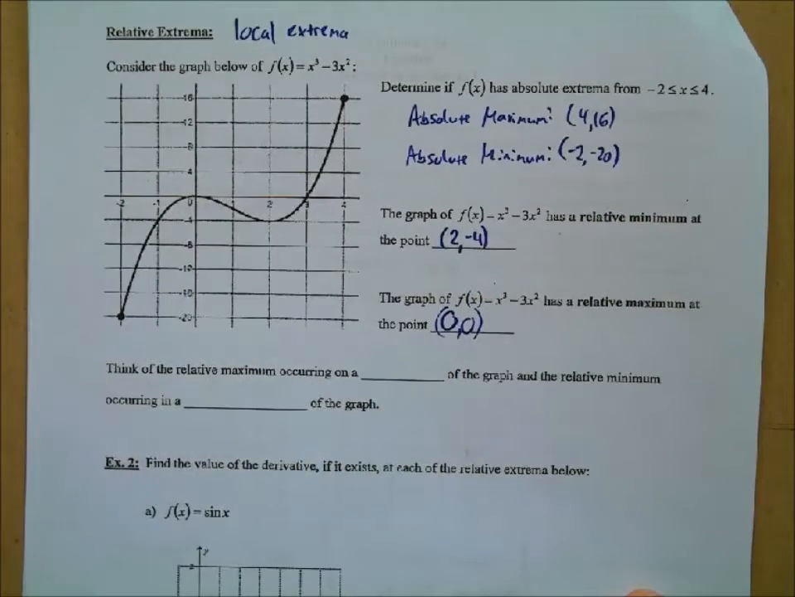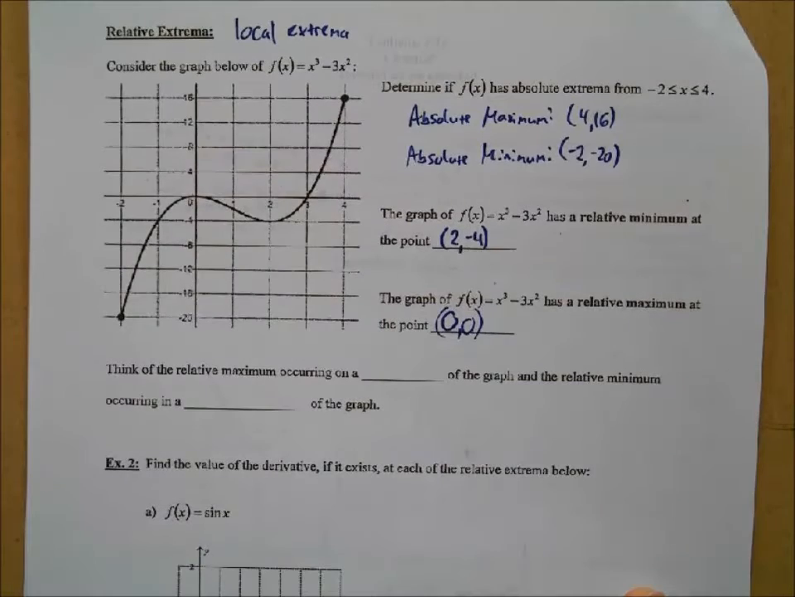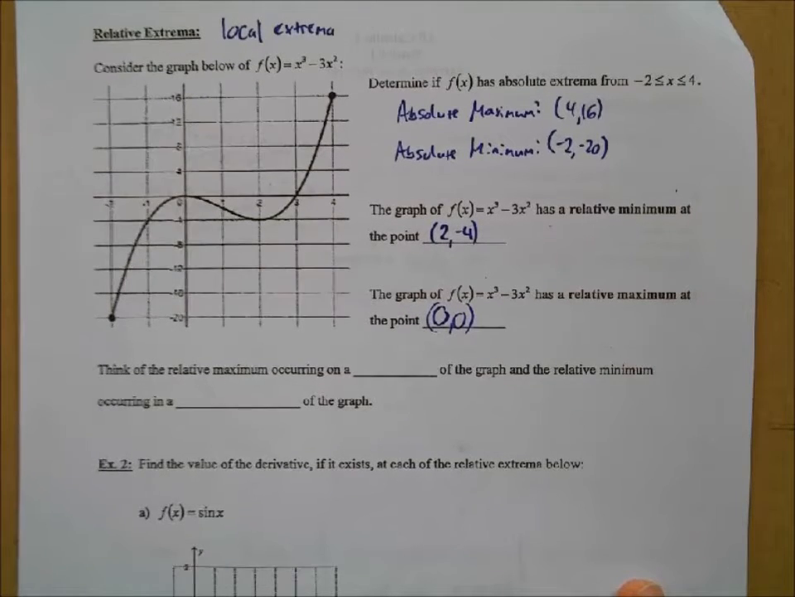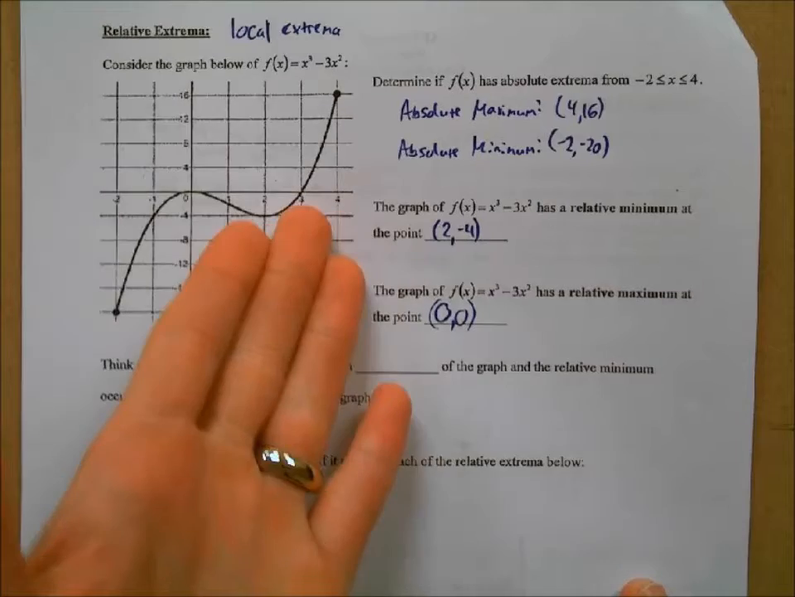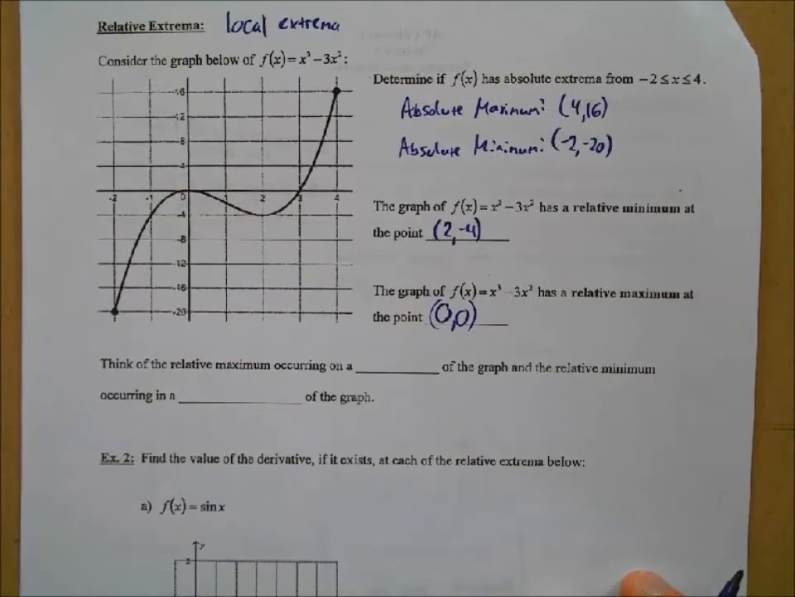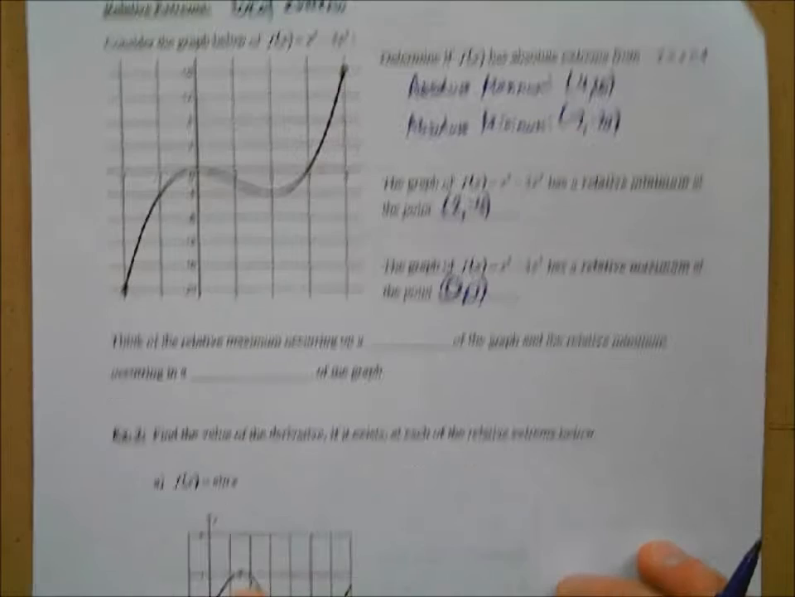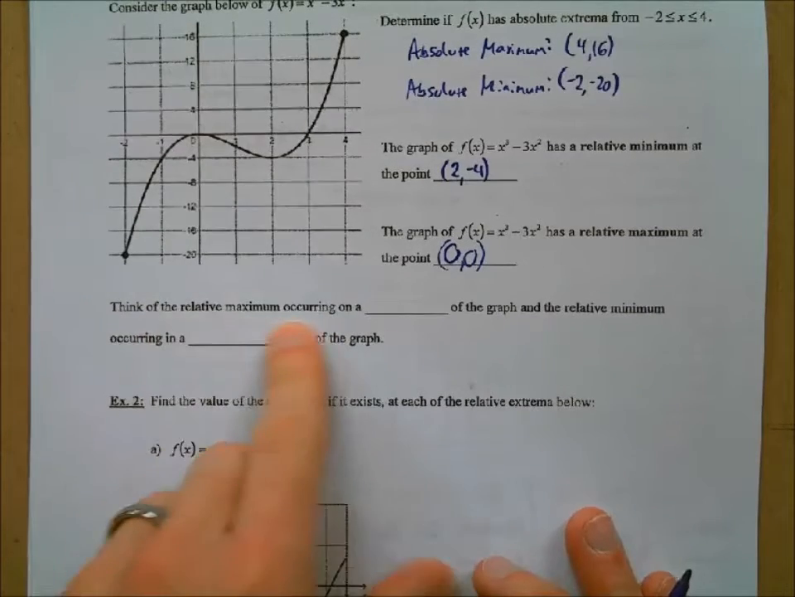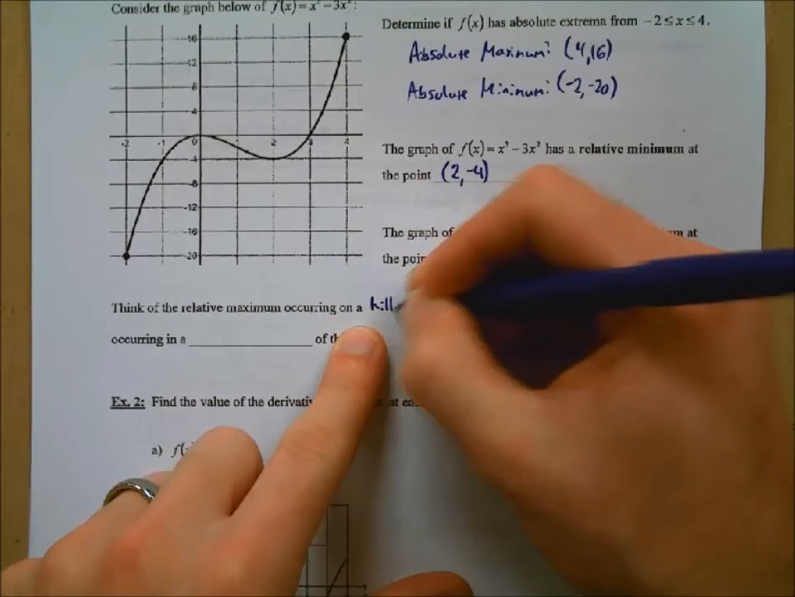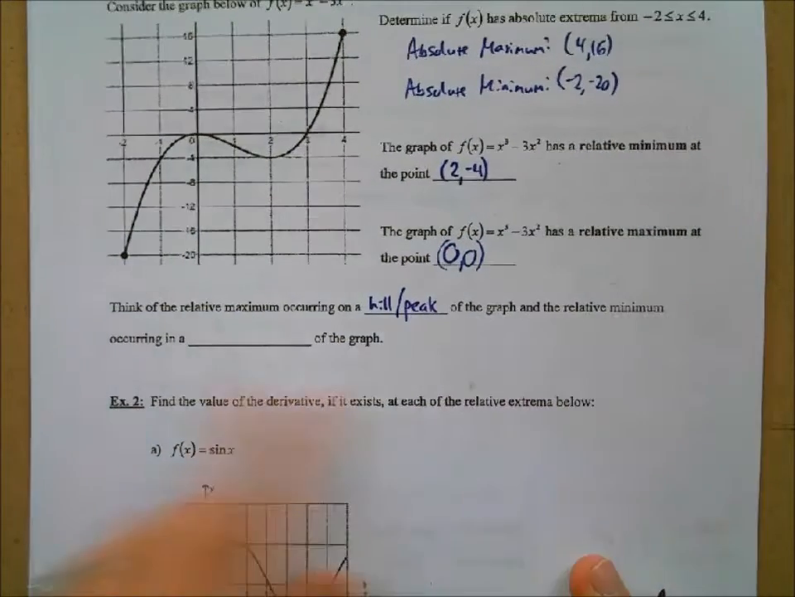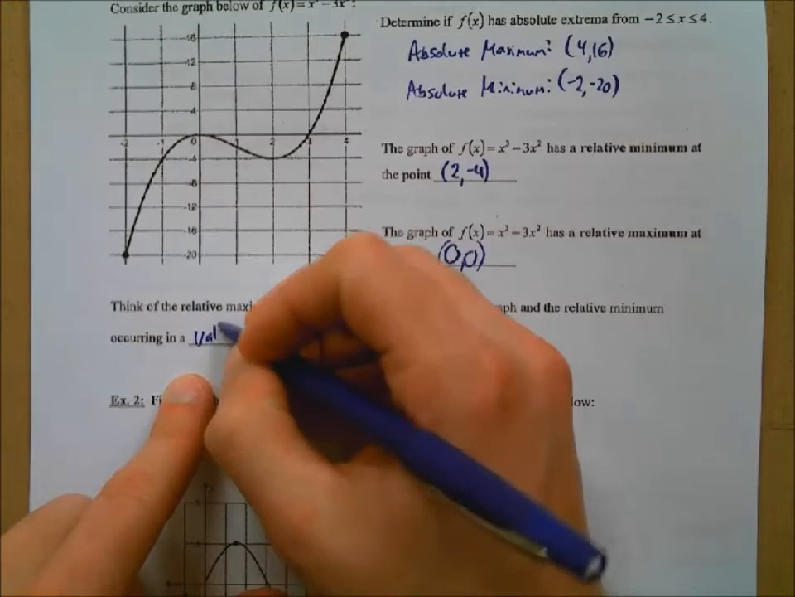Okay. This is that middle behavior stuff that we talked about in pre-calculus, where I said the best we can do is try and figure out midpoints of the zeros, but that's not always where they are. So here we're actually going to be identifying and calculating where these relative minimums and relative maximums are, so you can know how far up a peak goes or how far down a valley goes. So think of the relative maximum occurring on a hill or peak of the graph, and the relative minimum occurring in a valley or trough.